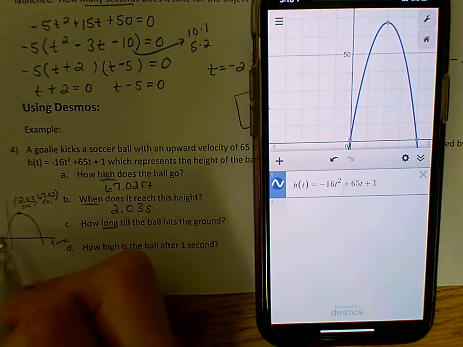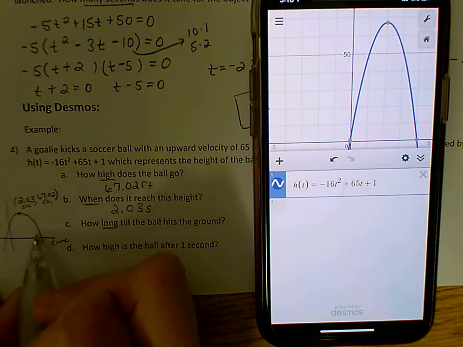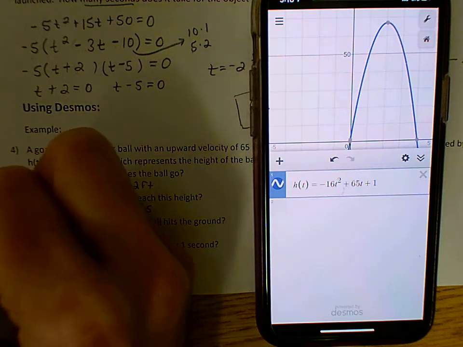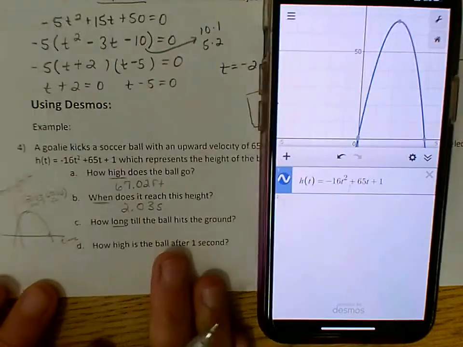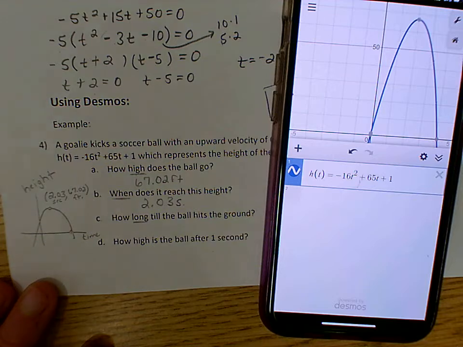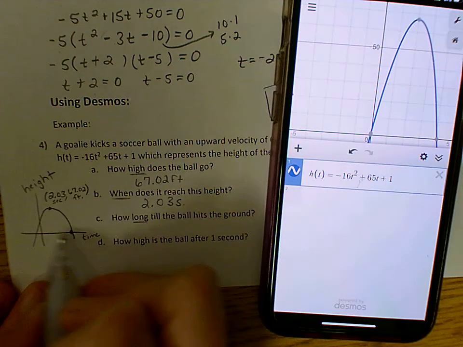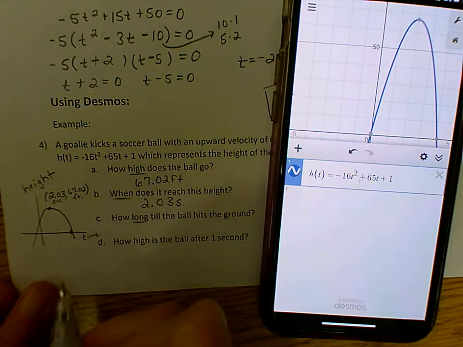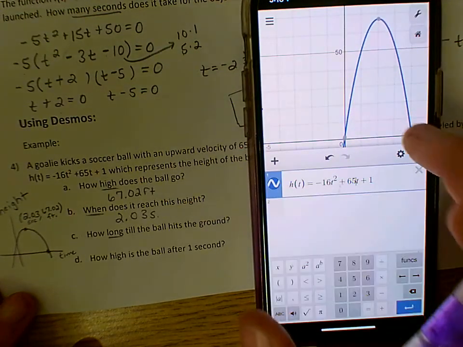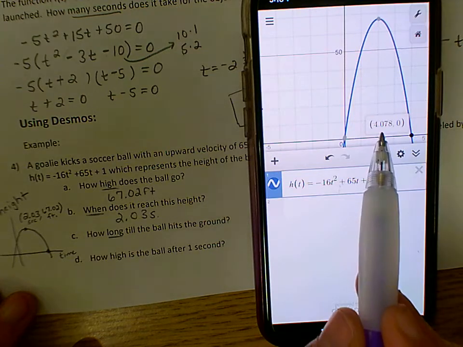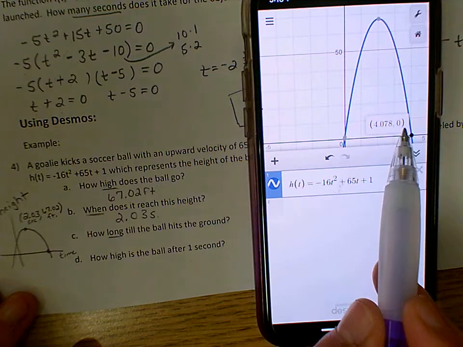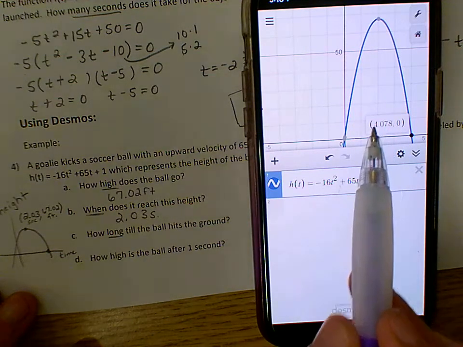And then the other question says how long is the time till the ball hits the ground? Well, remember, it goes up, and then at that point, it's back down on the ground because remember, your y-axis is your height. And so at this point down here, that's when it's back on the ground because it's like 0 feet essentially above it. So you're actually looking for this point right here. So let me click on that. So that would be the time, because that's your x value, and then that's how high it is above the ground. So that would be the time you're looking for.